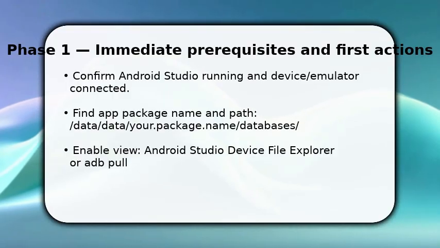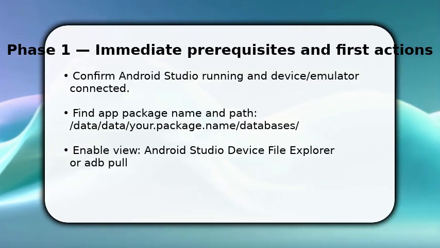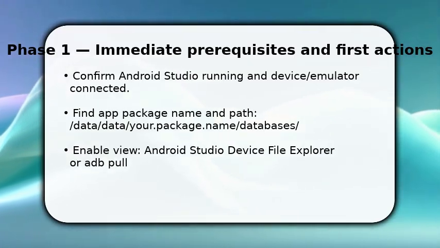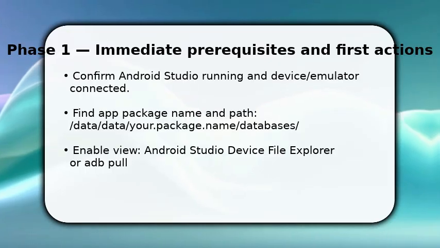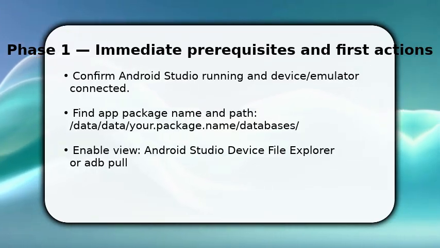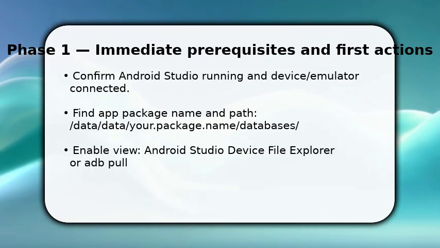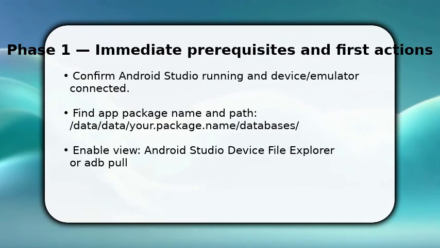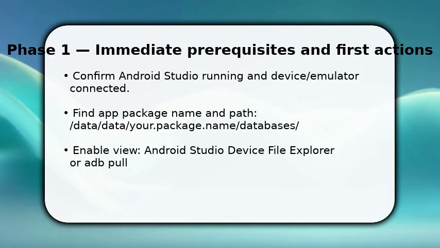You start by confirming Android Studio is open and your device or emulator is connected. This saves time. Next, identify your app package name because the database lives under /data/data/your.package.name/databases/. Once done, open Device File Explorer in Android Studio or use adb to list files.